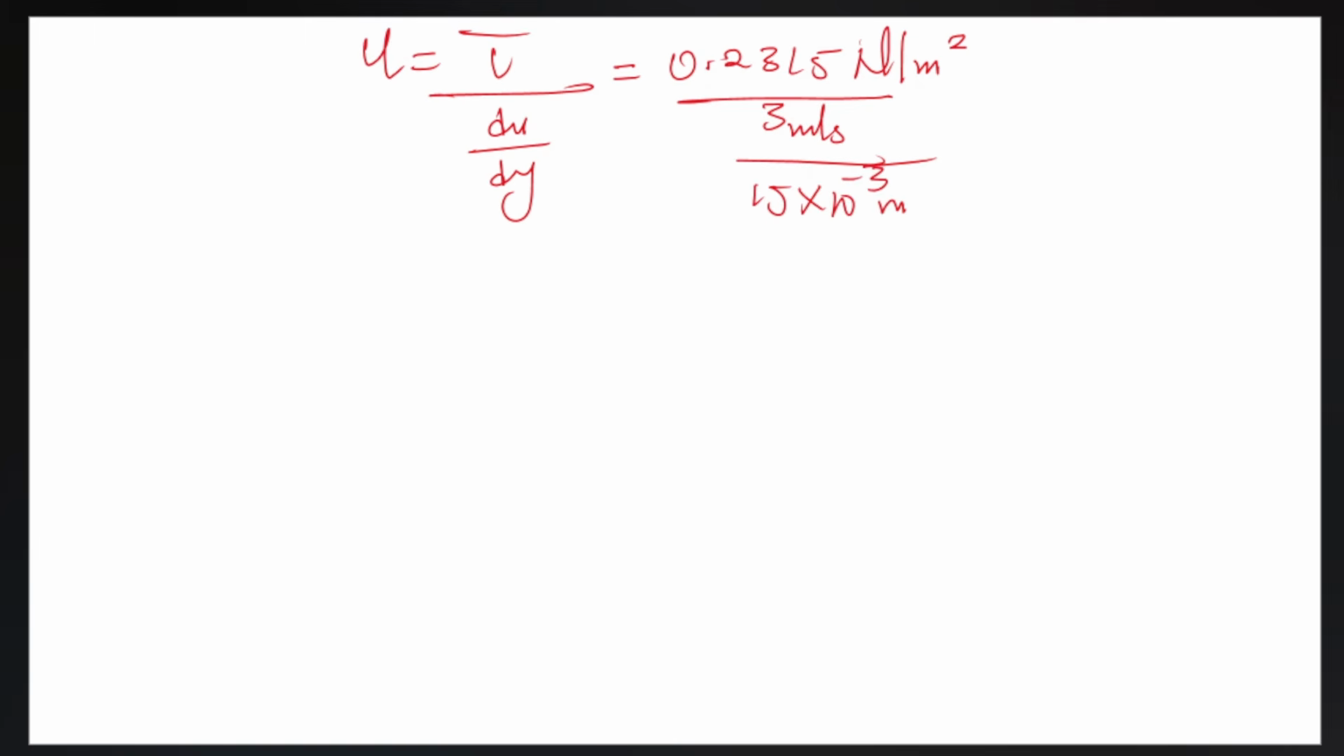So in your calculator, you first punch 3 divided by 15 times 10 raised to the power of minus 3. After getting your value, you then punch 0.2315 divided by the answer you got. And that will give us 0.00116 Newton seconds per meter square. Are we asked to leave our answer in pause?